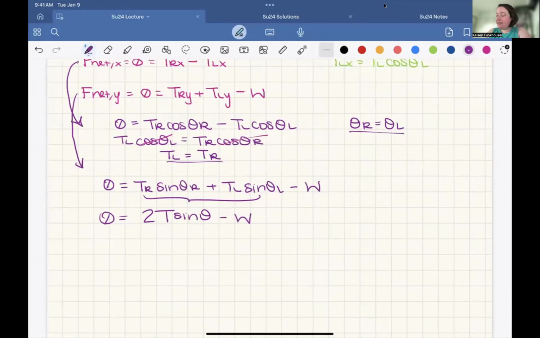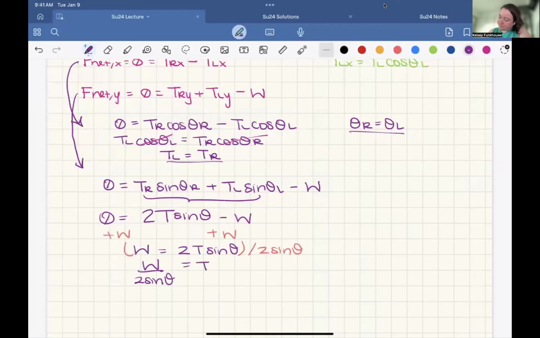Again, we're solving for tension, so let's add the weight to both sides. So we get weight equals 2 times the tension times sine theta. Then let's divide by 2 sine theta on both sides to get tension by itself. So weight divided by 2 sine theta equals the tension. And then the equation for weight, remember, is the mass times acceleration due to gravity. And we don't have to make that negative because we brought the negative sign in way at the beginning when we were making these equations. So mg over 2 sine theta.